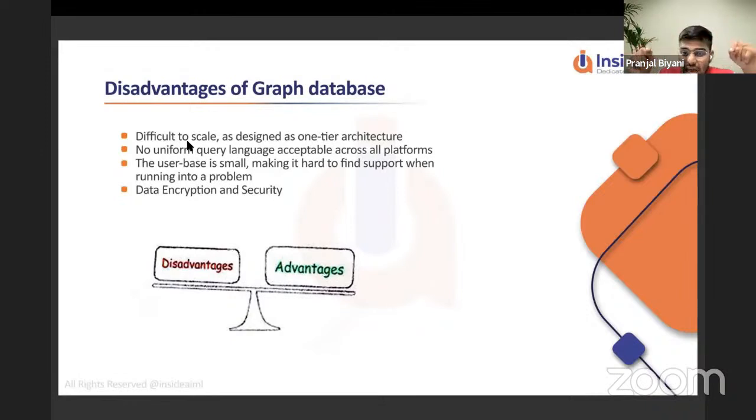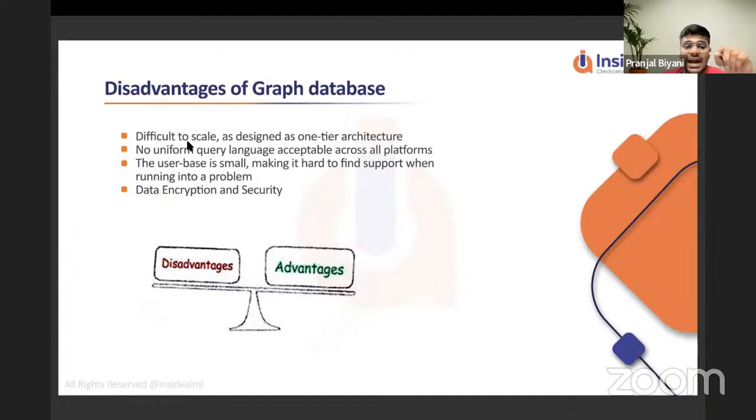So the entire graph has to be stored in one place. And for that one tier architecture, the space required and the system performance required will be huge. So you will need one machine, but that one machine has to be very powerful.